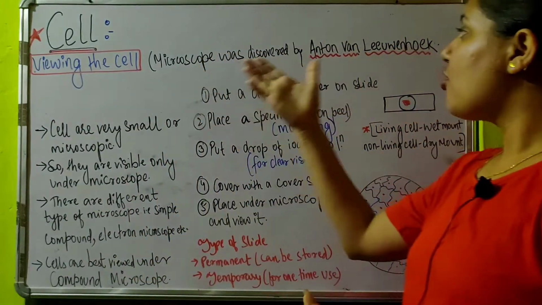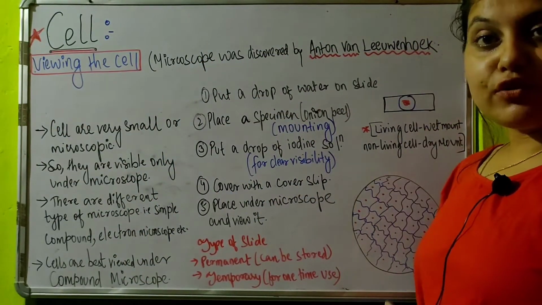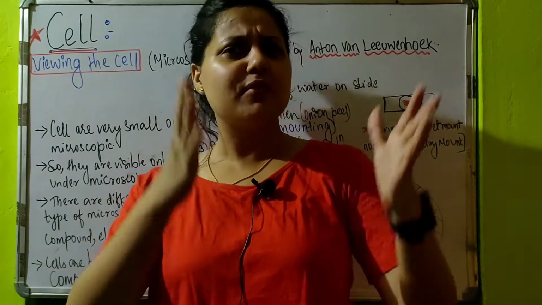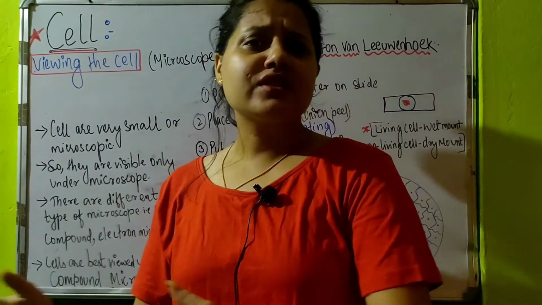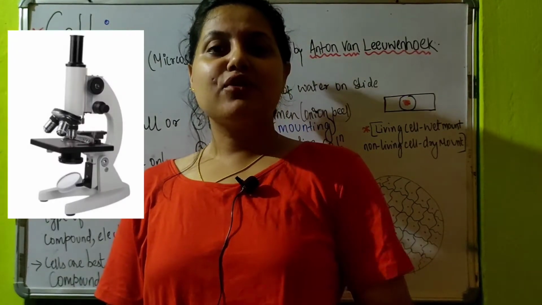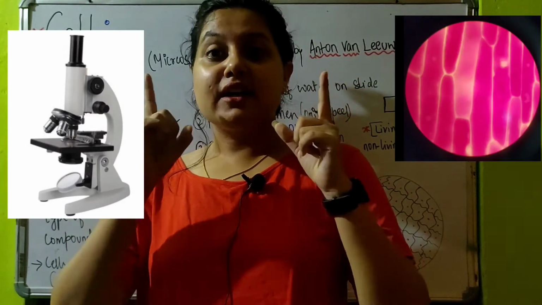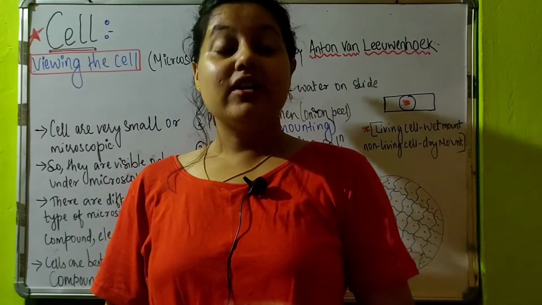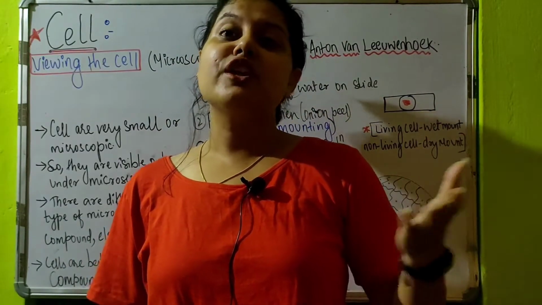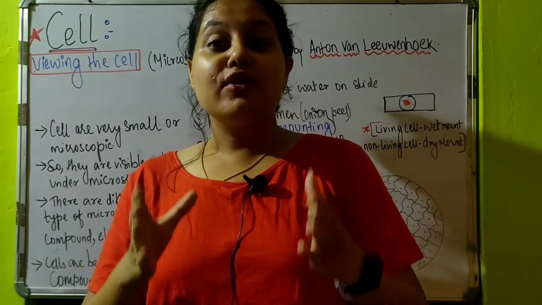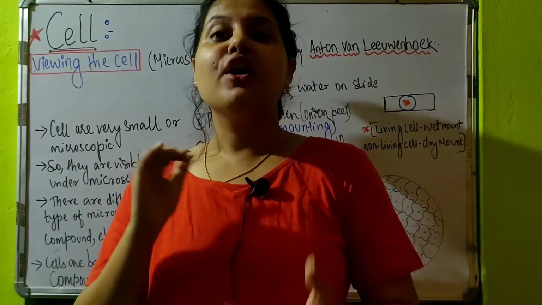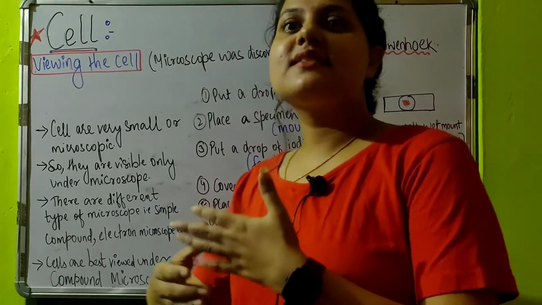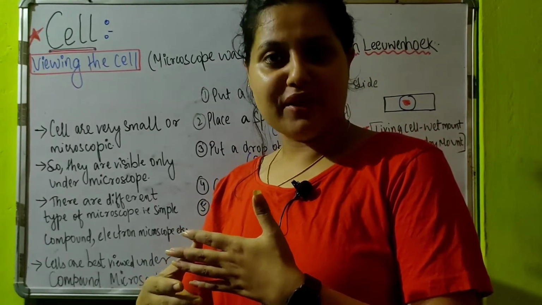You see, the microscope was discovered by Antoine van Leeuwenhoek. I have written it in the first line, isn't it? Why is that so? We are studying about viewing the cell, and why are we studying about the microscope? That is because to view the cell, the instrument which is very important to us is the microscope. Until and unless we know the importance of the microscope, we will not know the importance of viewing the cell.